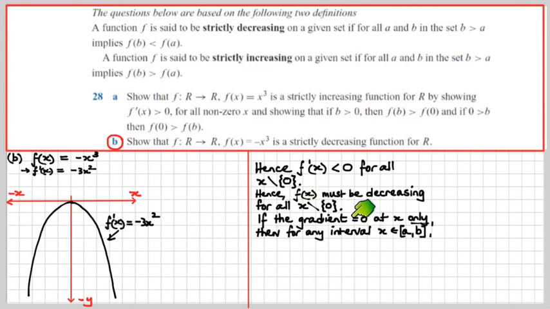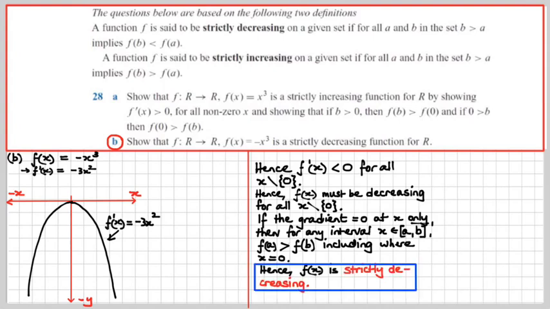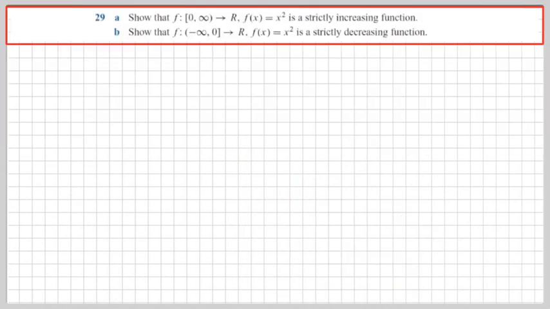And if the gradient is 0 at x only, then for any interval x is a to b, f of a must be more than f of b, including where you're talking about that 0 point there, where the gradient is 0, right? It still works. The definition of strictly decreasing is holding fast, and therefore f of x is strictly decreasing. Okay? All right, there's 2 more to go.